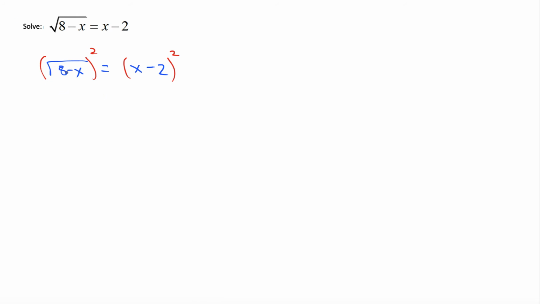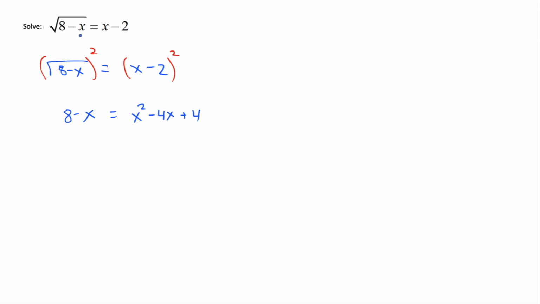Radical 8 minus x squared is basically radical 8 minus x times itself. So that means that the radical symbol essentially cancels out. That's not really what happens, but this just becomes 8 minus x. Now what do we get on the other side though? It's x minus 2 times x minus 2, so that becomes x squared minus 4x plus 4.